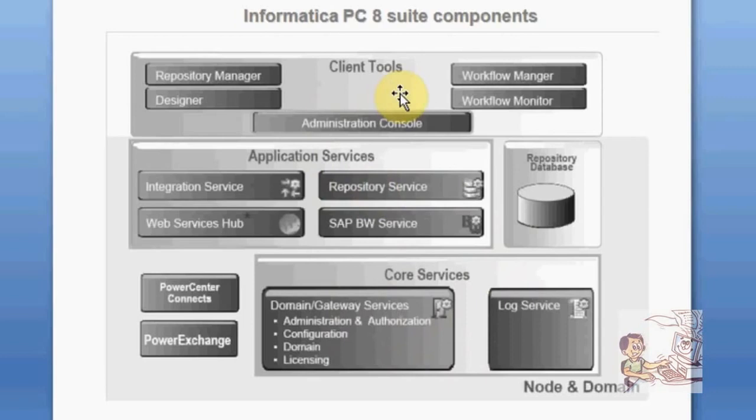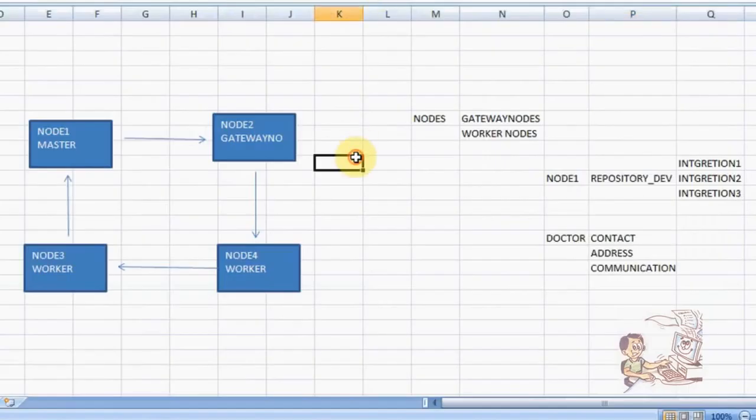So how we are designing this node domain configuration and how we are preparing these application services, then we'll discuss the client tools. In core services, we are designing the domain node configuration. I'll give you one example. Here we have node 1, node 2, node 3 and node 4.